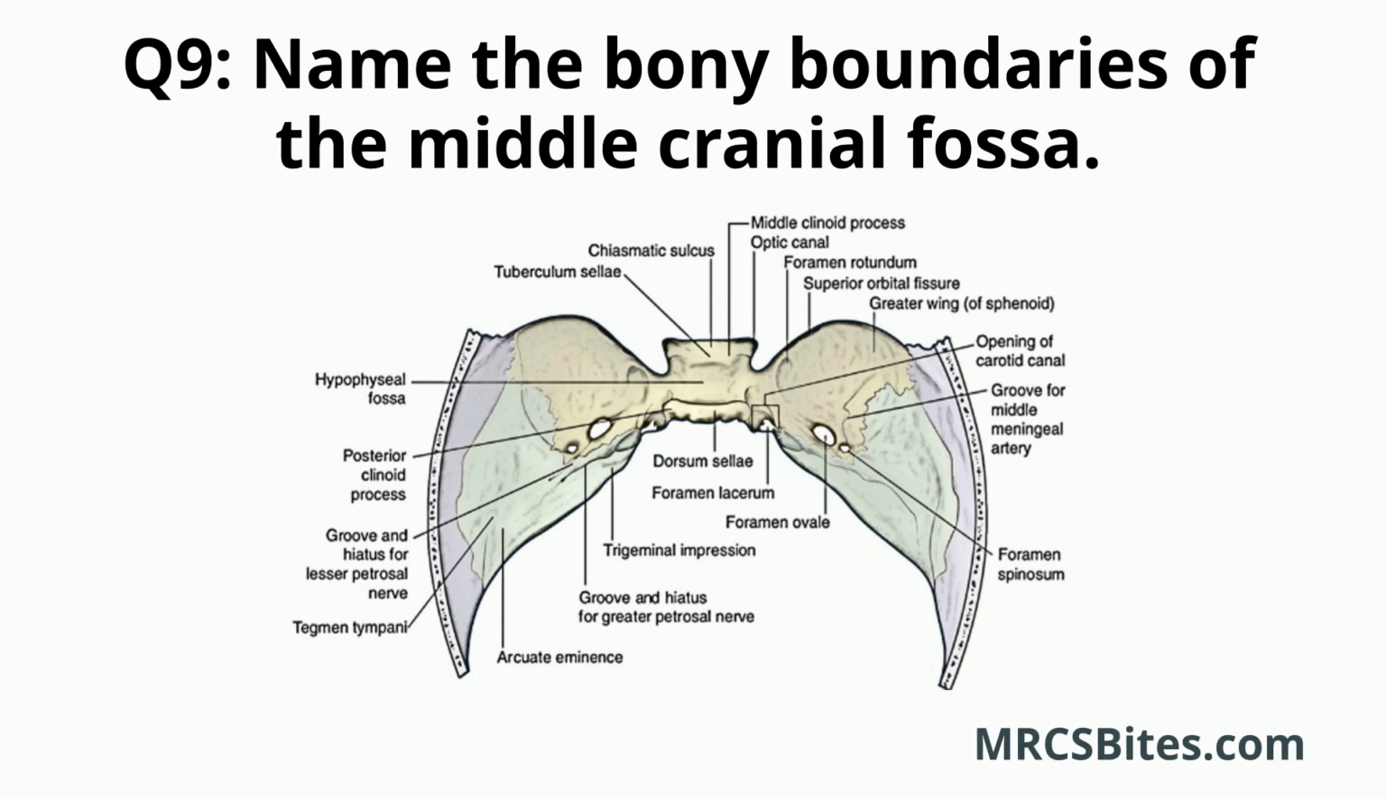For lateral boundary, squamous part of the temporal bones forms the lateral walls of the middle cranial fossa. For medial boundary, the body of the sphenoid bone includes the sella turcica and its surrounding structures. The floor is formed by the greater wings of the sphenoid bone and the squamous and petrous parts of the temporal bones. The middle cranial fossa contains several important foramina and canals, including the optic canal, superior orbital fissure, foramen rotundum, foramen ovale, foramen spinosum, and foramen lacerum, which transmit crucial nerves and blood vessels.